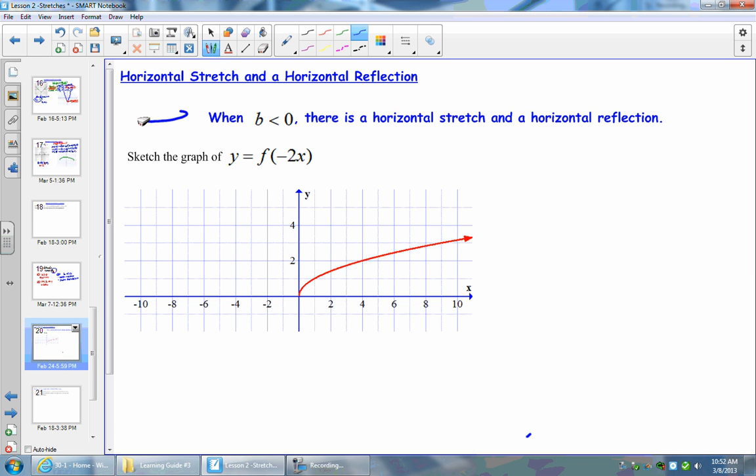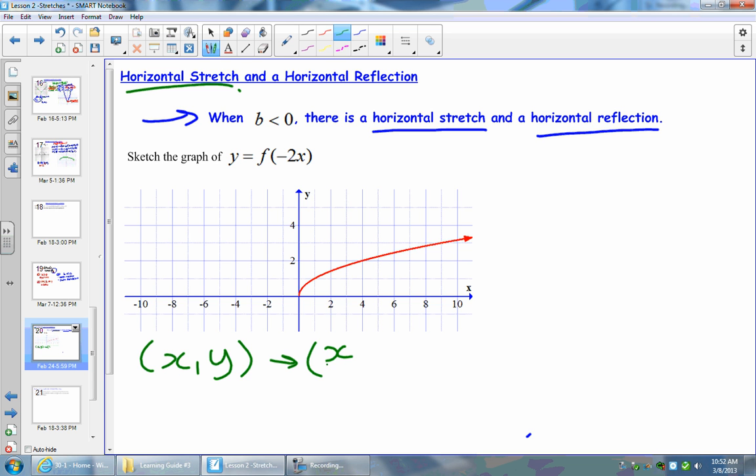So to reiterate here, when your b value is less than 0, there is a horizontal stretch and a horizontal reflection happening at the same time. But what's really neat here is that the process of performing a horizontal stretch and a reflection is exactly the same thing you've done when you perform a horizontal stretch. And remember, when you performed a horizontal stretch on a point x, y on the original graph, what you simply did was you took your x coordinate and you divided it by your b value. And of course, your y values all stayed the same.